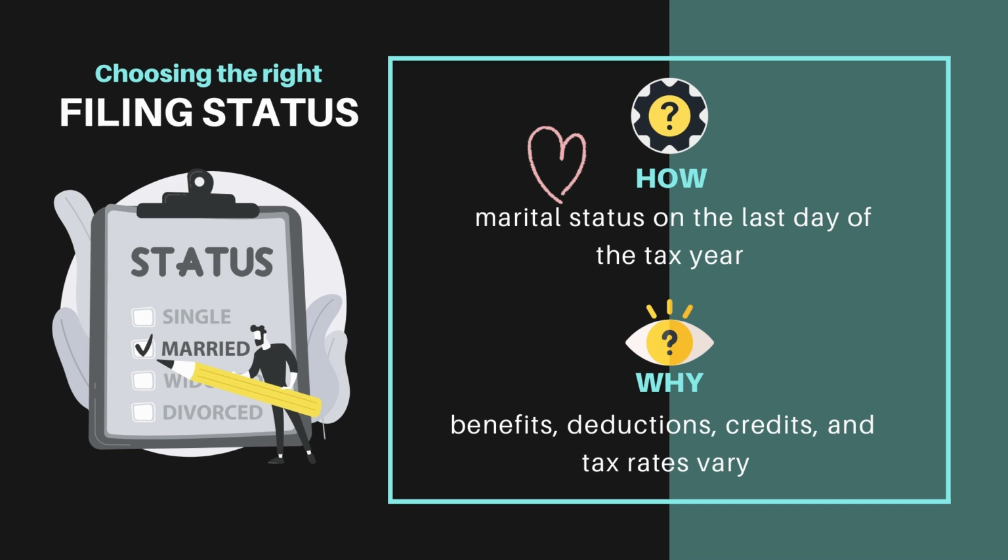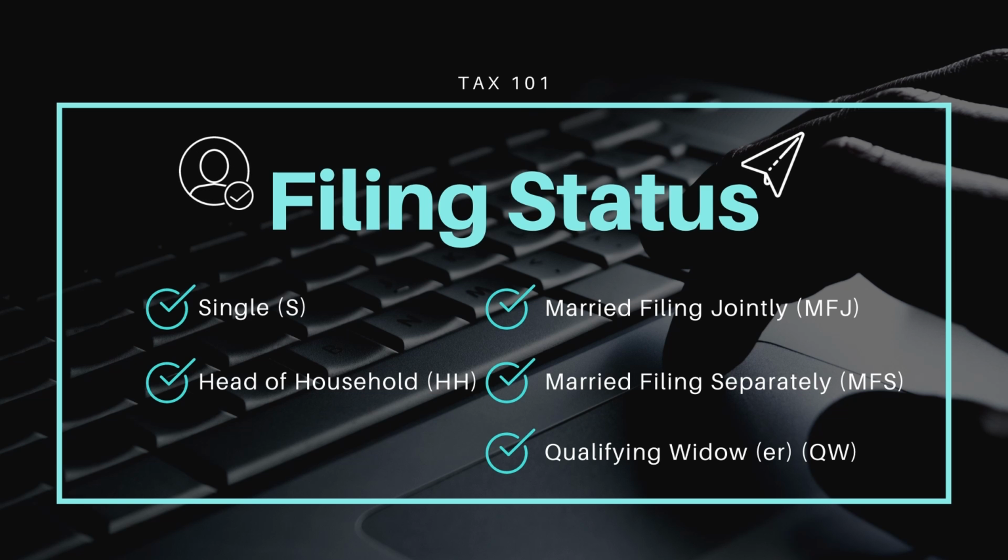Why is it important? Filing status is important because many benefits, deductions, credits, and applicable tax rates vary by filing status. There are 5 different choices of filing status. They are: single, head of household, married filing jointly, married filing separately, qualifying widow or widower. You can only choose one filing status on your tax return, but your filing status may change from year to year.